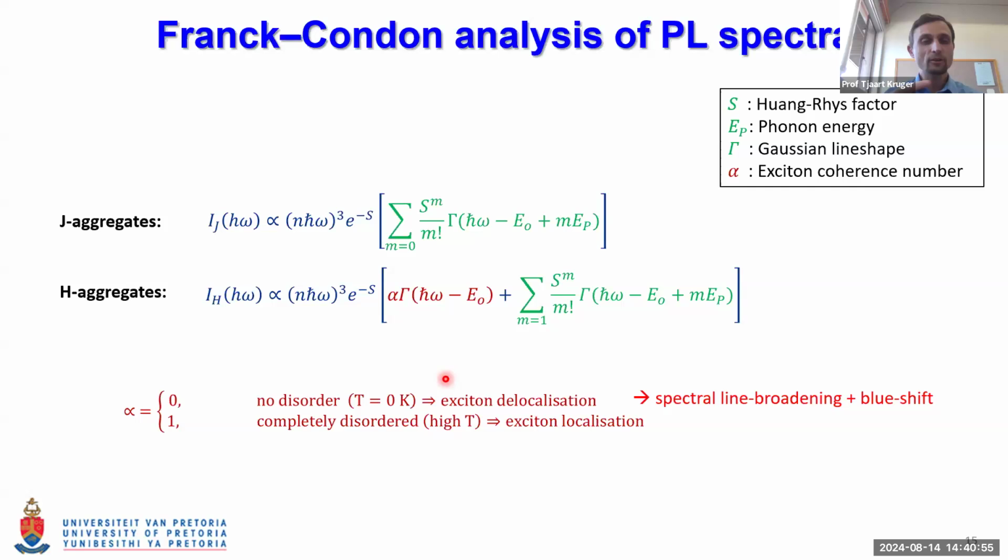As the temperature increases, the system becomes more disordered, and the exciton delocalization length correspondingly decreases. In the case of alpha equal to 1, we have complete exciton localization, so we have spectral line narrowing and a redshift of the fluorescence spectra. So let's take all these differences between the J and the H aggregates into account.